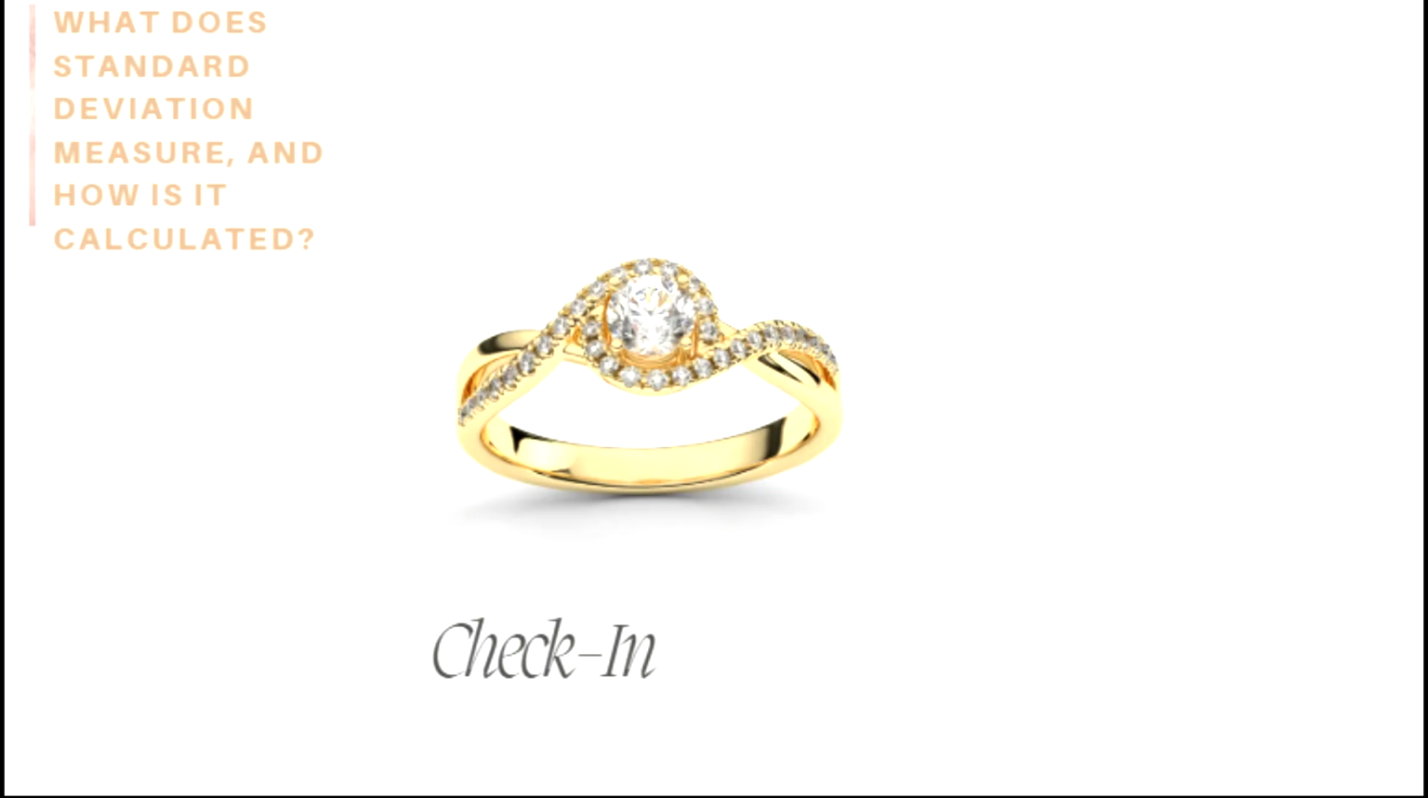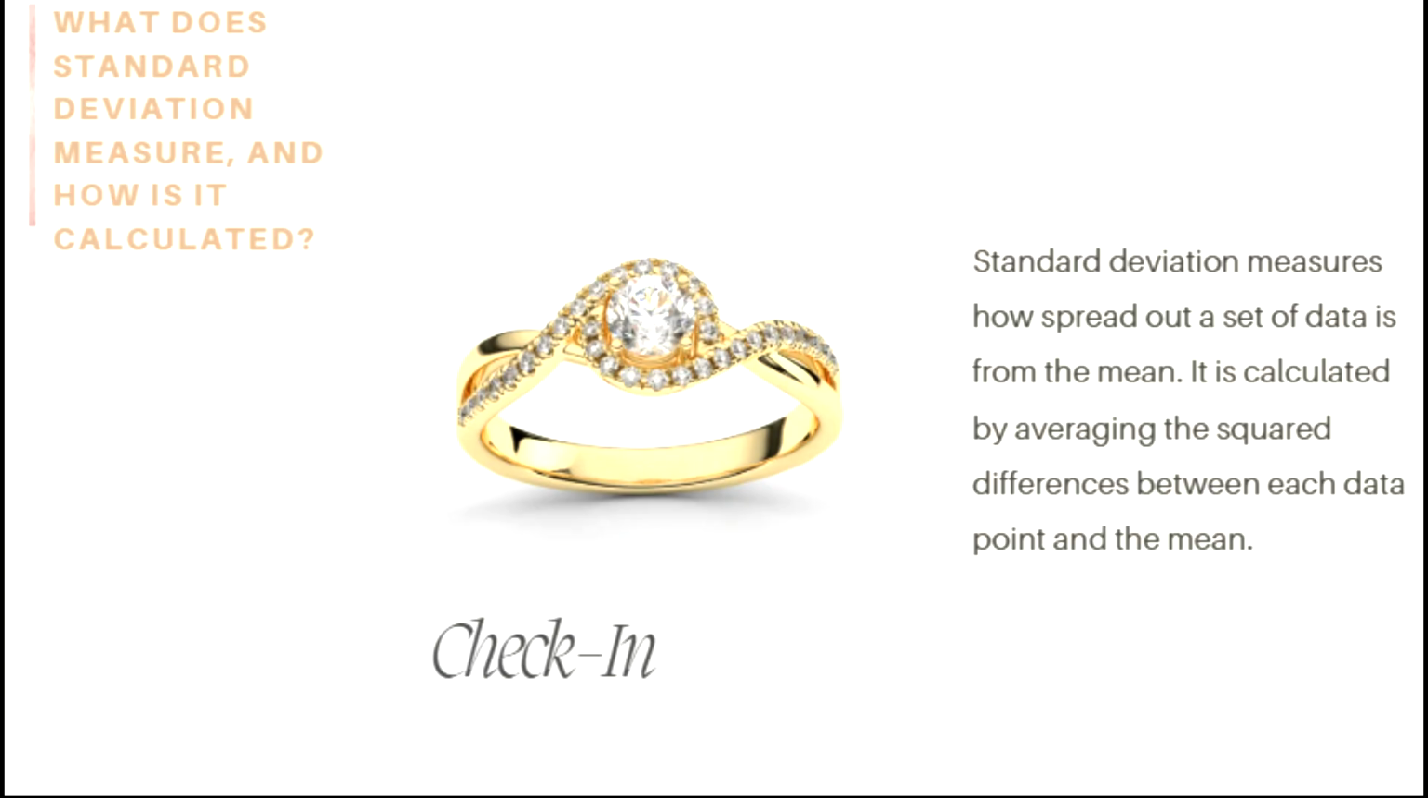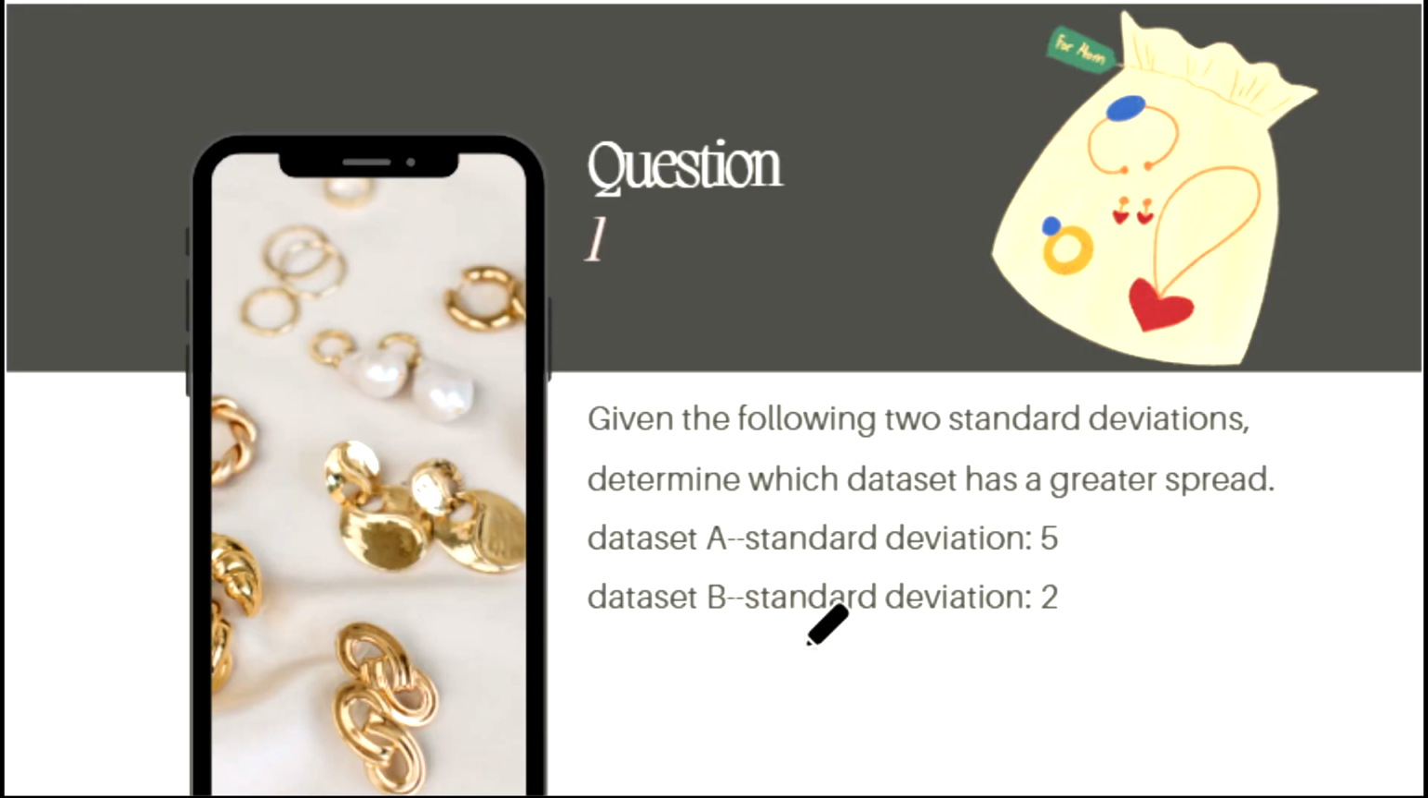Here is another check-in. What does standard deviation measure and how is it calculated? Standard deviation measures how spread out a set of data is from the mean. It is calculated by averaging the squared differences between each data point and the mean. Here's question number 1. This is your turn. Given the following 2 standard deviations, which data set has a greater spread? Remember, bigger spread means bigger number. So it's going to be this one.